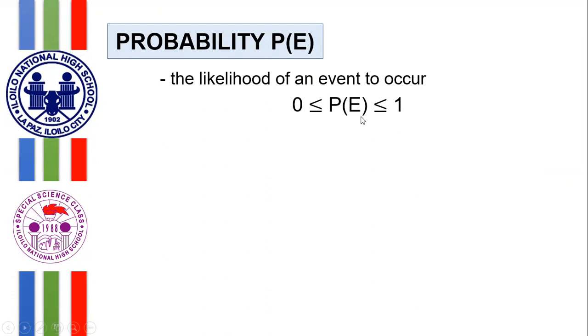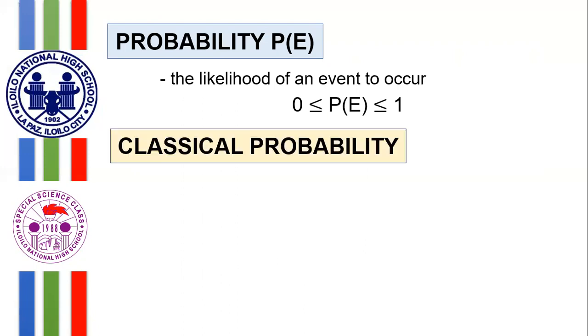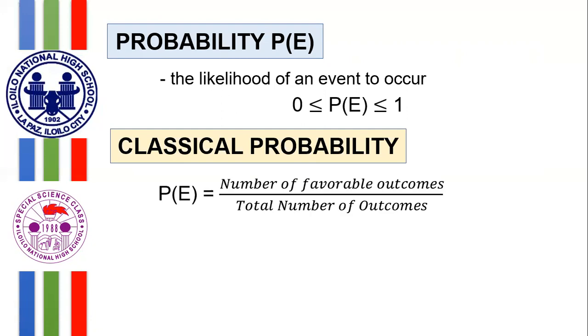As the value of probability approaches 0, the lesser the likelihood of a certain event to occur, and the nearer it is to 1, the more probable it will happen. And we have different types of probability, but for now, I will be tackling classical probability. And classical probability is defined as the number of favorable outcomes divided by the total number of outcomes.